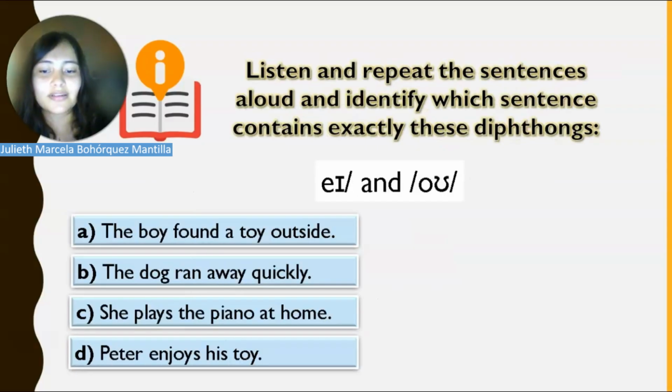Okay. Here we go with the final activity. Listen and repeat the sentences out loud. Now let's find the one that has exactly these 2 diphthongs, A and O. Here are your options, Luis. Go ahead, please. Read them aloud and listen carefully. Read them aloud. Okay, very good. Which one do you think has the two diphthongs? Yes, option C. Very good, Luis.